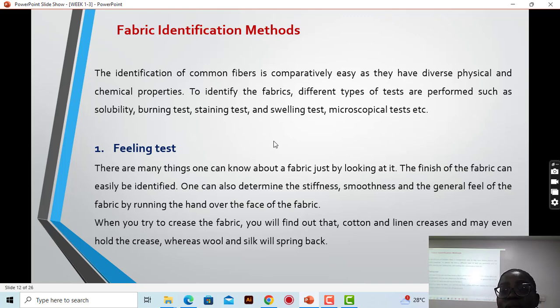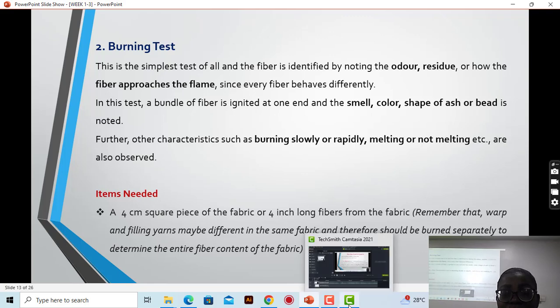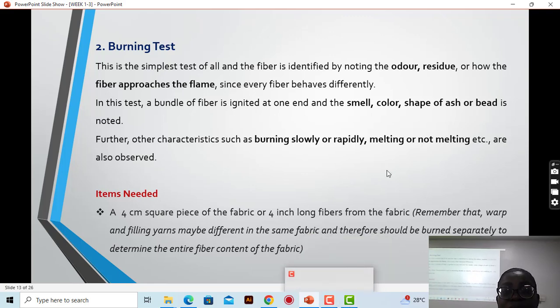Now, let's move to the next test, which is the burning test. That is the second easiest method. So how do you burn the fabric? All you need is your fire, maybe a matchstick or matches, like we call it. Then you need a small pallet or something like that, not a plastic type. I think those are the common things, and the fabrics that you want to burn.